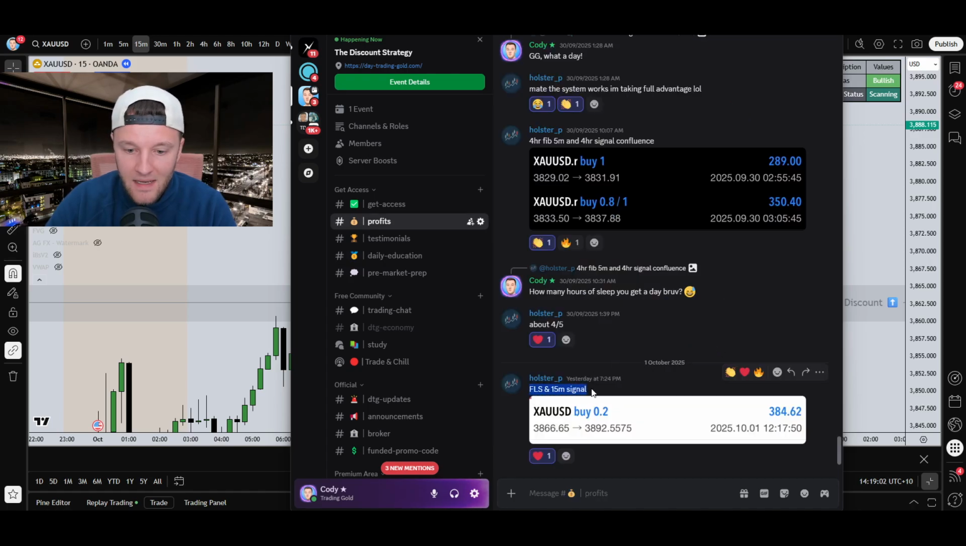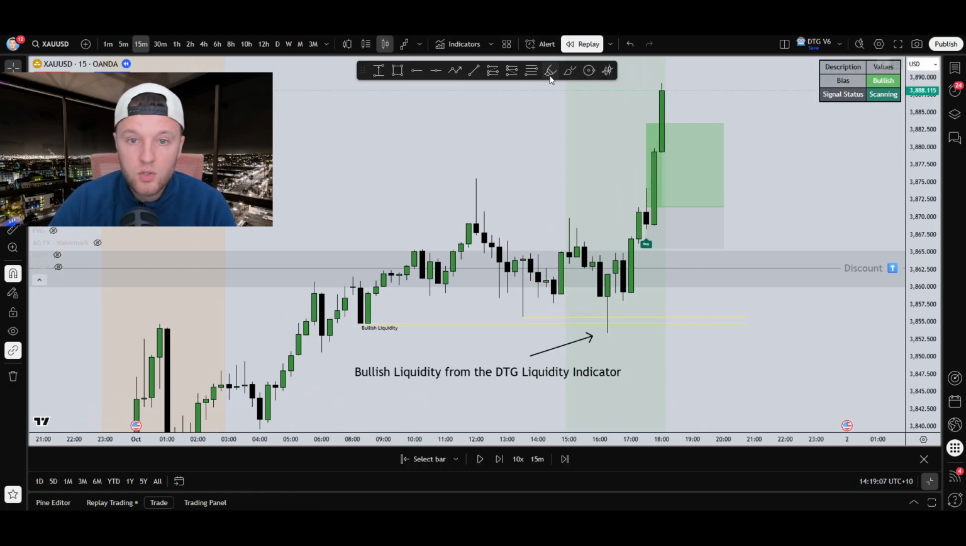Right here, FLS and 15-minute signal. That's just what I showed you right here. FLS, bullish liquidity, right? This is exactly what I just showed you. 15-minute signal, which is this. We are on the 15-minute time frame.